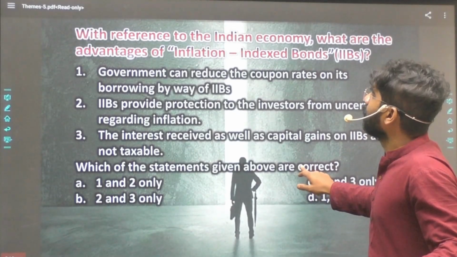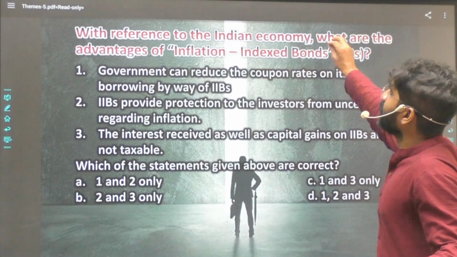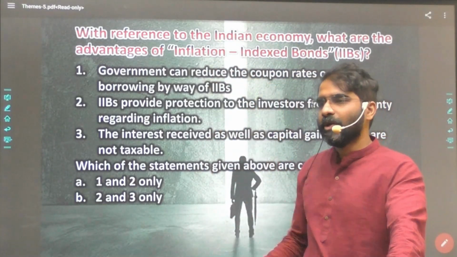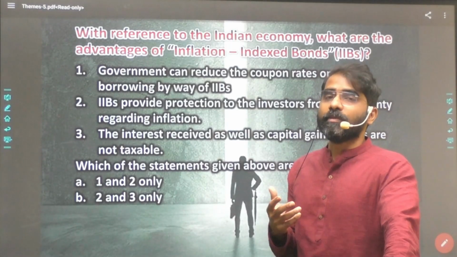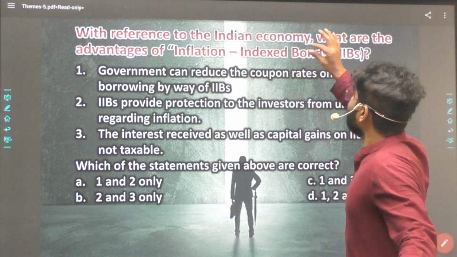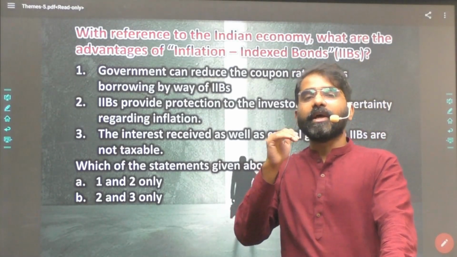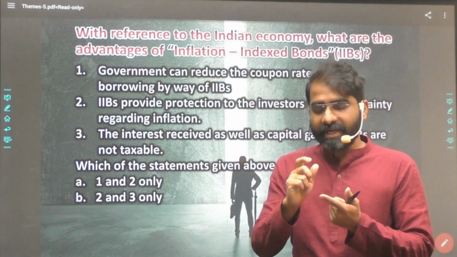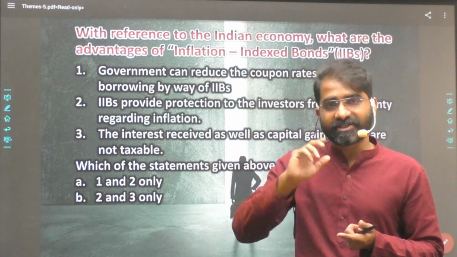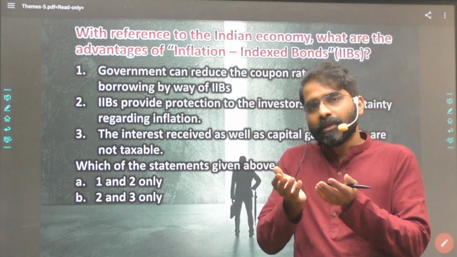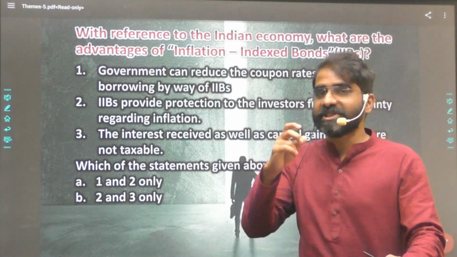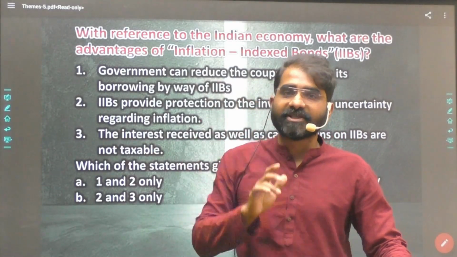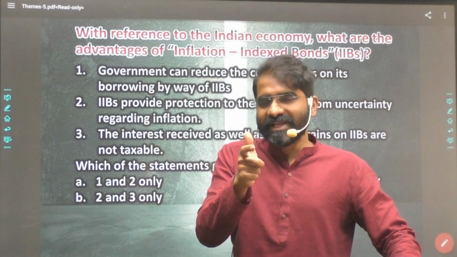Now with reference to the Indian economy, what are the advantages of inflation index bonds? They will not ask this question now. It was in 2011, 12, 13 when inflation was creating problems. The word itself, inflation indexed, means these bonds are linked to inflation. The principal amount is linked to inflation and even the interest is linked to inflation. As and when inflation increases, the interest payment will also increase, because you adjust the principal and the interest with inflation. Otherwise you will not get the same 10 rupees when inflation is increasing.